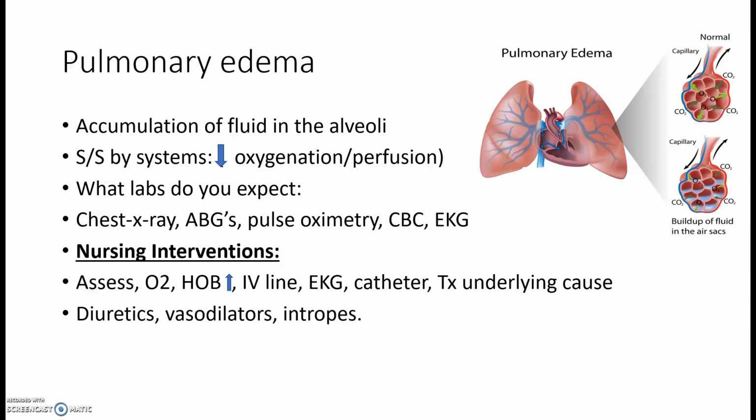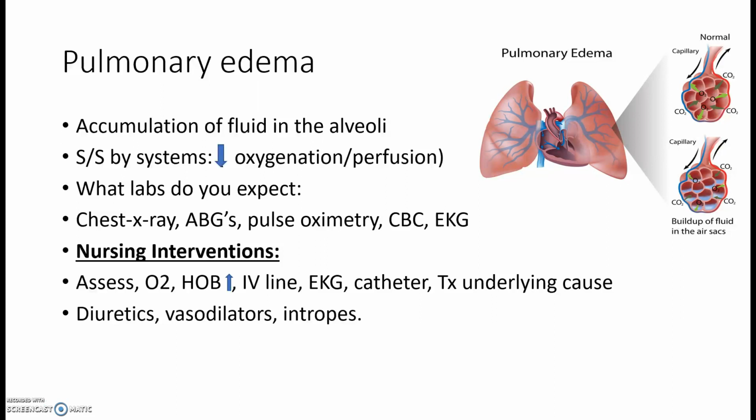Insert the catheter, because you will be giving diuretics so you can monitor the urine output, and then treat the underlying cause. What is it? If it's an MI, we will treat the MI, and we have already discussed that. Diuretics, vasodilators, inotropes are the drugs that we will be giving in this situation. Lasix, know the major side effects of diuretics.